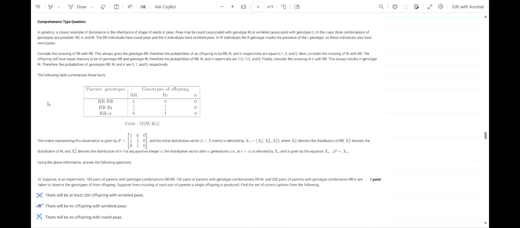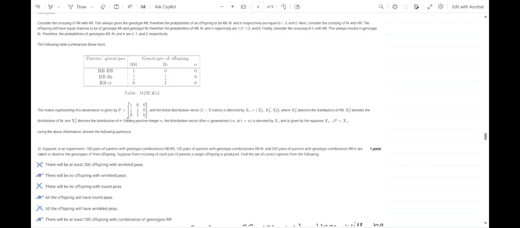If capital R combines with capital R, then they will always produce capital R offspring, whereas if capital R combines with small r, then there is a 50-50 chance that it will produce capital R capital R offspring or capital R small r offspring. If small r combines with small r, then they will produce small r offspring. An initial matrix representation is also given as P, and the initial distribution vector is also given.